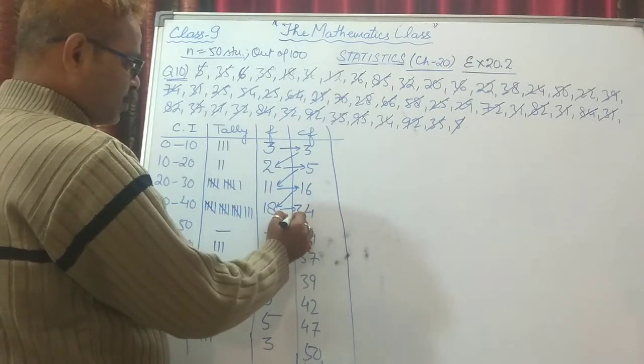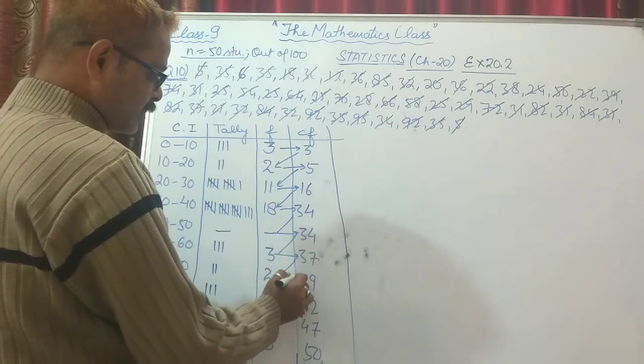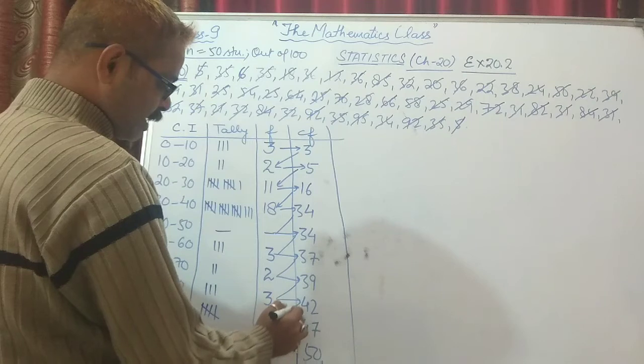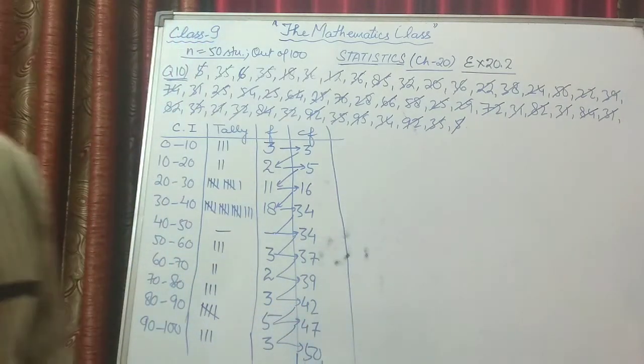16 plus 18 is 34. 34 plus 0 is again 34. 34 plus 3 is 37. 37 plus 2 is 39. 39 plus 2, and like this. So this is the cumulative frequency table.